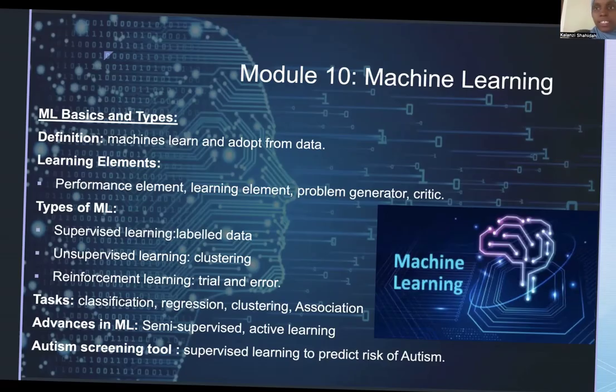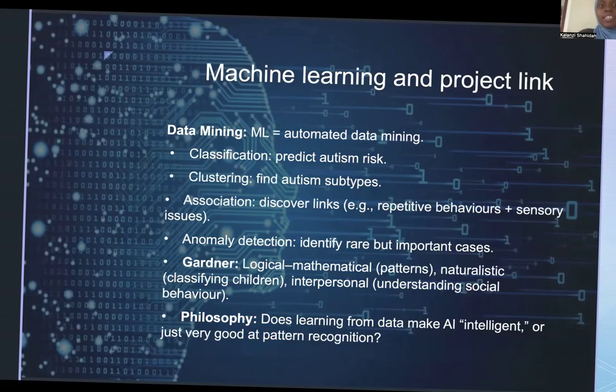Then we have advances in machine learning, like semi-supervised learning. It's actually the one that most machine learning tools are using, whereby they learn using labeled and unlabeled data. Our autism screening AI uses supervised learning to predict the risk of autism. For data mining, we also have classification, which is used to predict autism risk. Then clustering is used to find autism subtypes. Like that, you group the data differently.